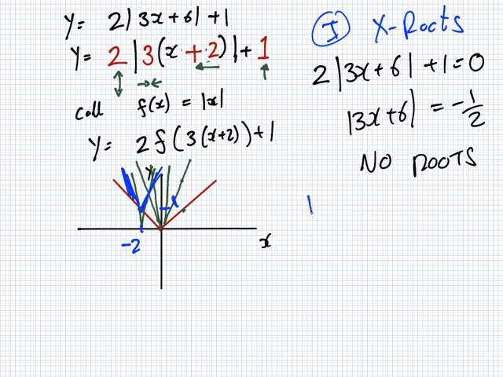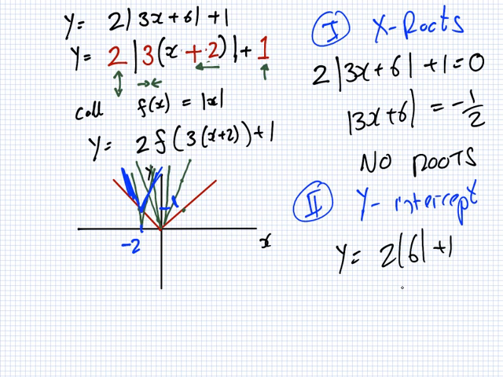Okay. Number 2. I could find the y-intercept. How do I find that? Where it crosses the y-axis. You know this one. X equals 0. So y equals 2 modulus 6 plus 1, which equals 13. So we know so far this has no roots and it crosses at 13.